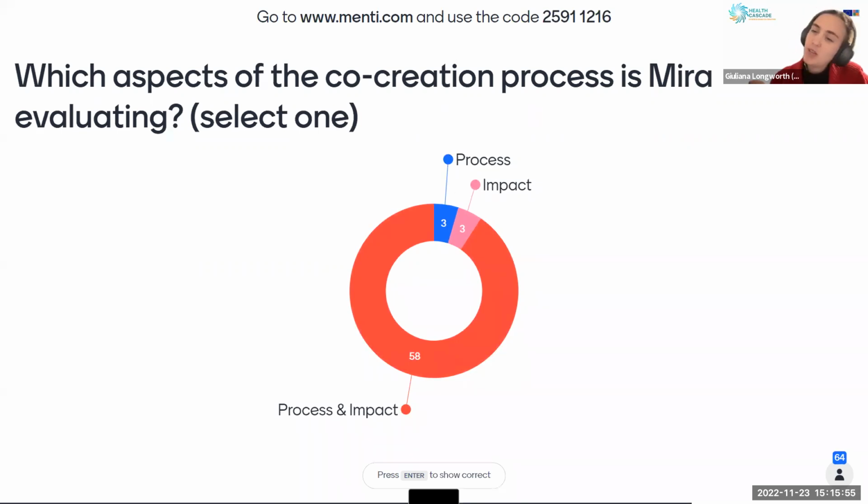Mira, is this what you're doing with your co-creators, with the group? Yeah, indeed. As I said, when introducing it with the producers framework, I both evaluated process and impact for this co-creation process. Perfect. Thank you, Mira. So what we wanted to highlight from this, again, is that, let's go to the next slide, please.